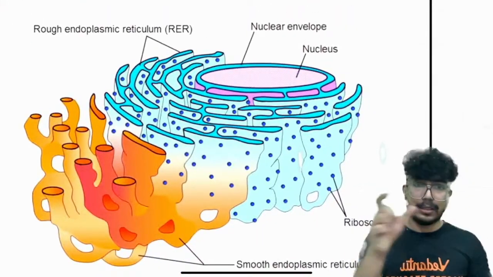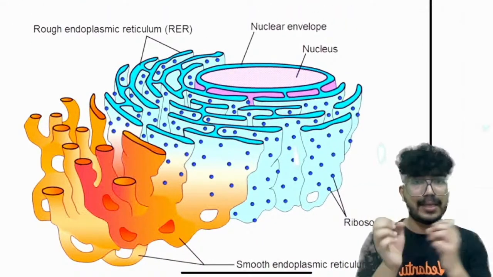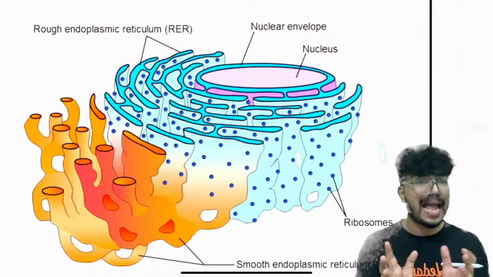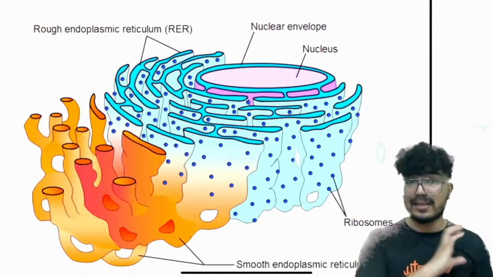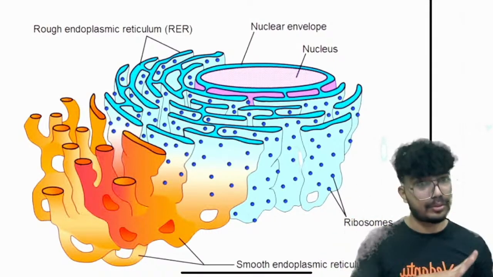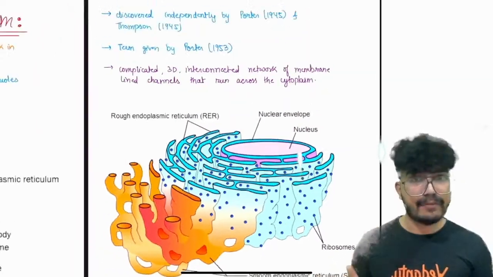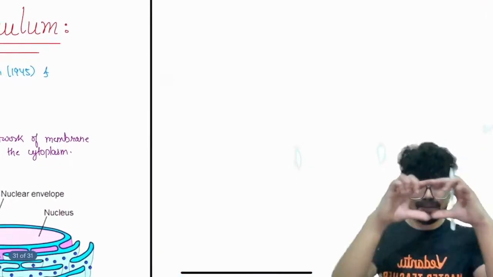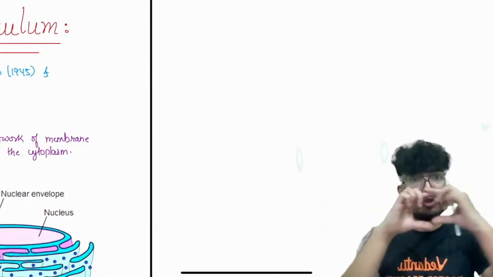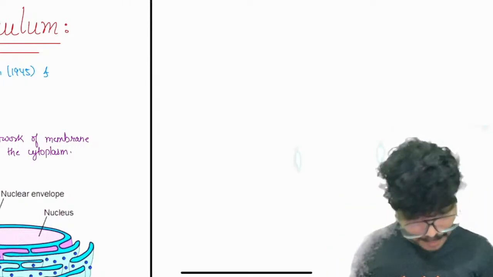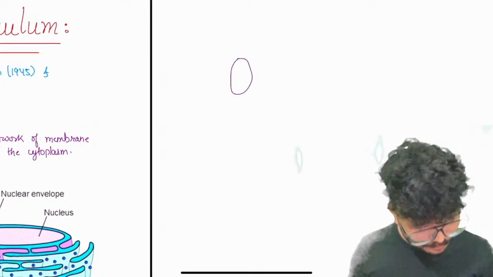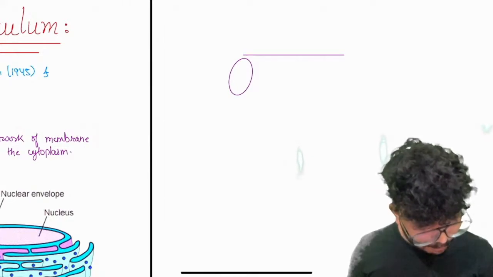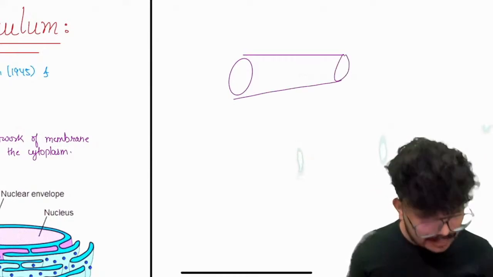You can look at the diagram itself. You have channels, and these channels make a very complicated, interconnected, three-dimensional network. These channels are membrane lined and run through the cytoplasm. That is the definition of the endoplasmic reticulum. As I said, these are channels, these are the pipelines. Let's say this is a pipe. Let me just make a pipe.